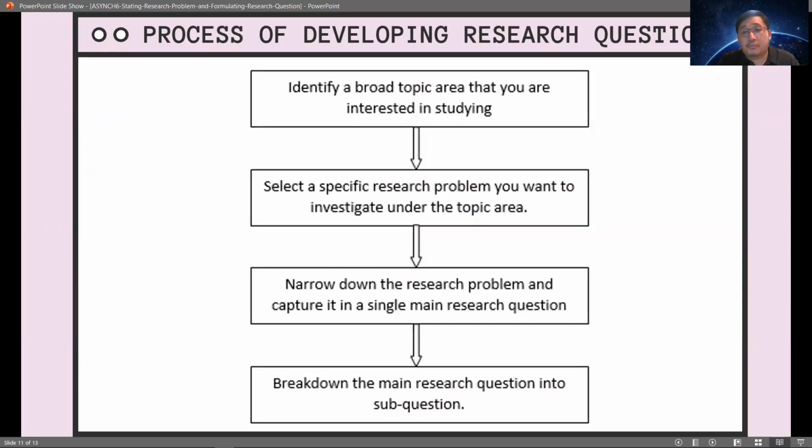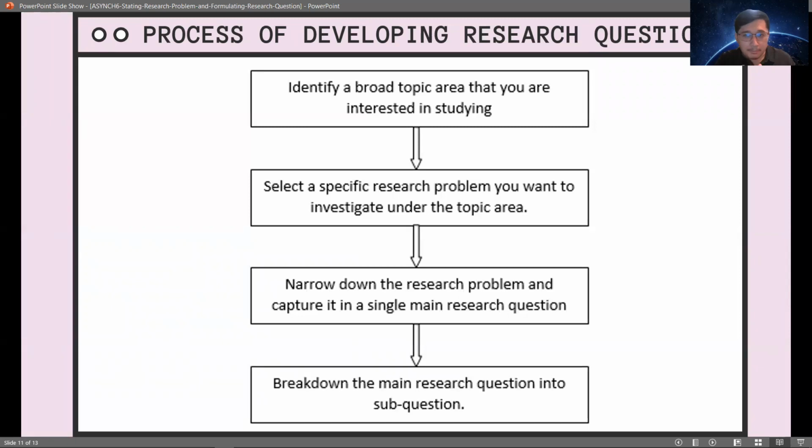Now we have here a simple process of developing research questions. First and foremost, you have to identify a broad topic or a broad area that you are interested in. So you take first a broad topic. This can be a keyword or even a phrase that refers to the broad topic that you want to make a study on. Once you have that broad topic, you have to select a specific research problem you want to investigate under that topic area.